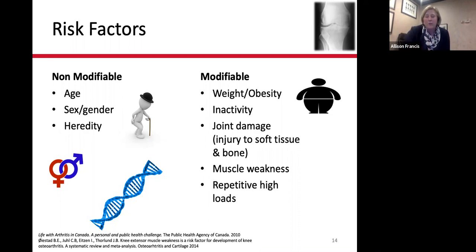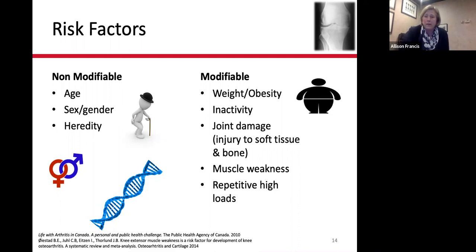Now, a lot of people think this is an inevitable consequence of aging. But that's actually not true, because some of the sharpest increases in osteoarthritis are in hand osteoarthritis. And so we know that as people age, the changes in the joints are actually happening to their entire body, not just the weight-bearing joints in their legs.